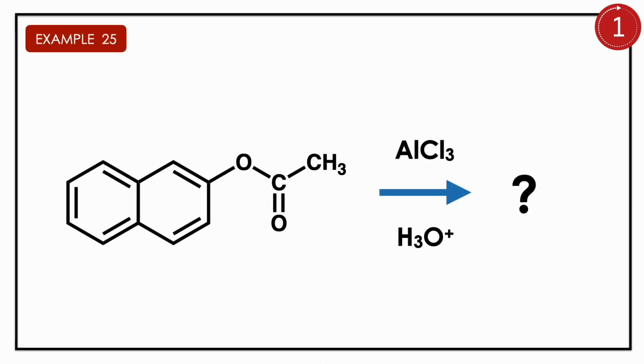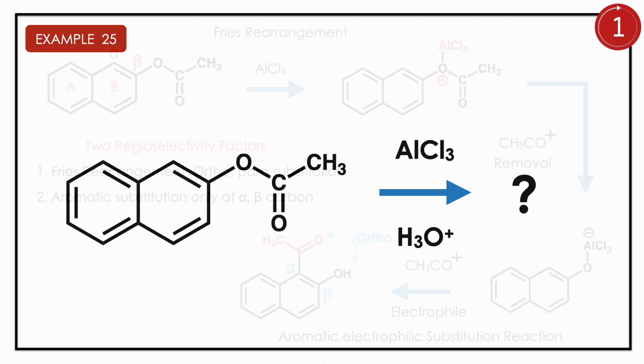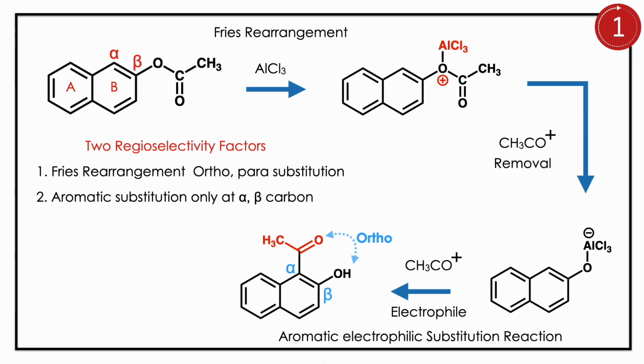Then the next example, you have naphthalene, side chain you have ester, you are using aluminum chloride and acid hydrolysis. We should find what will be the final product. Here basically Fries rearrangement occurs. Here you are using ester and aluminum chloride, which is a Lewis acid. So the possibility of Fries rearrangement, the CH3CO acyl group migrates.